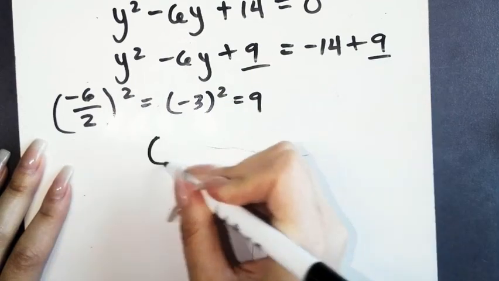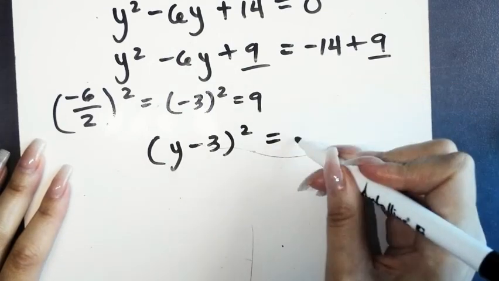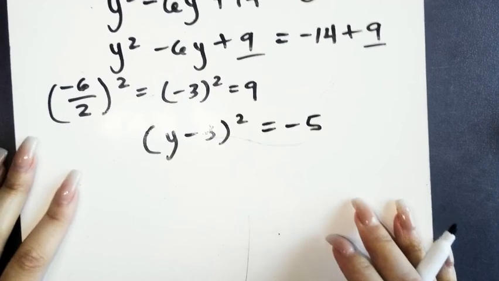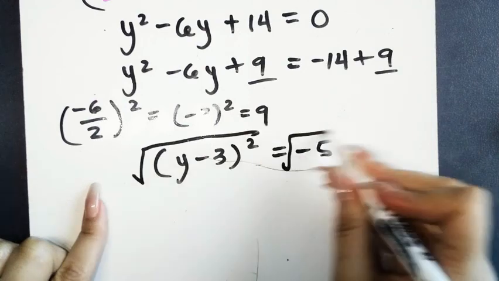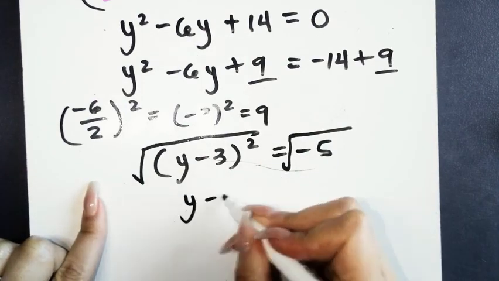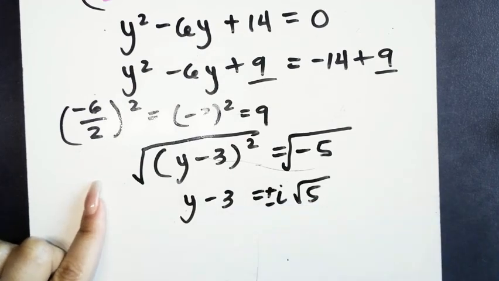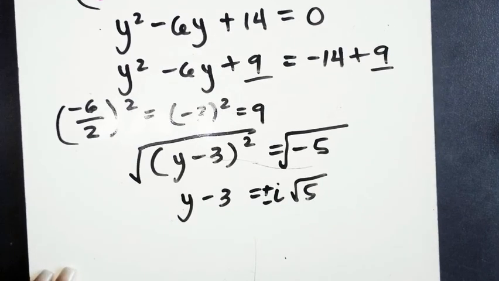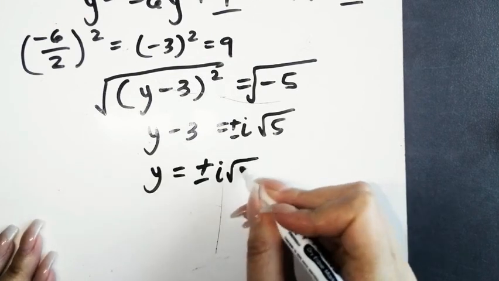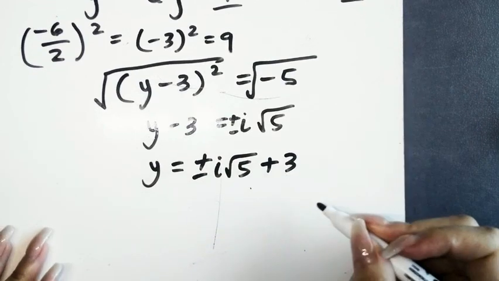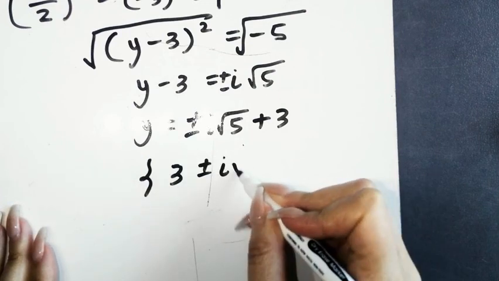So what you have is y minus 3 squared is going to be equal to negative 5. Once you have this, you realize, oh, I can use the square root property. So we will use the square root property on both sides, having y minus 3 equals plus minus i square root of 5. After that, you need to solve for y. You know that y is going to be equal to plus minus i square root of 5 plus 3. And if we want to write this in standard form, it's going to be 3 plus minus i square root of 5, and I'm done.